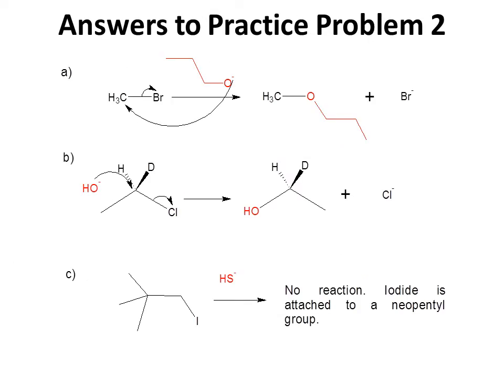Answers to practice problem 2. In problem A, methyl bromide reacts with a nucleophile containing a negatively charged oxygen. The negatively charged oxygen displaces bromide to form an ether. In problem B, hydroxide does an inversion of configuration, displacing chloride and reacting from the left side of the molecule since chloride is on the right side. In problem C, there's no reaction because iodide is attached to a neopentyl group, which is too bulky for SN2.